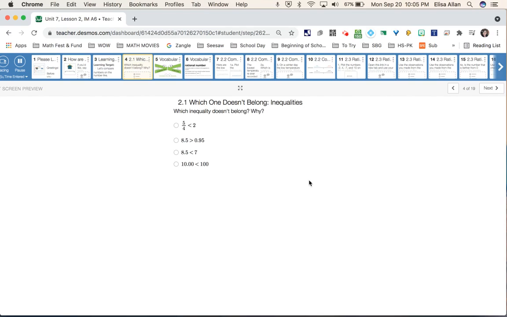We're going to start with a which one doesn't belong, and here we are looking at inequalities. Inequalities meaning things that are not equal, and you can see that within the word itself, in and then equality. So here, not equal. And the question here is, well, which inequality doesn't belong and why? So take a moment to choose the inequality that you feel mostly doesn't belong. And once you clicked on your selection, please take a moment to explain your thinking, why you chose that one, and share that with the class.